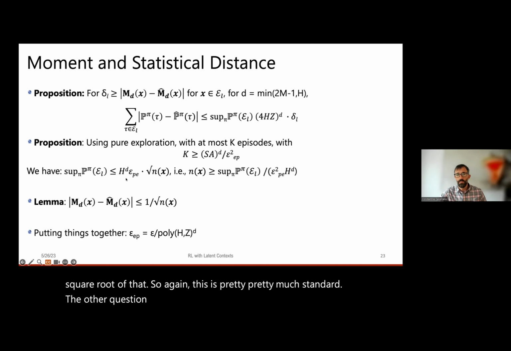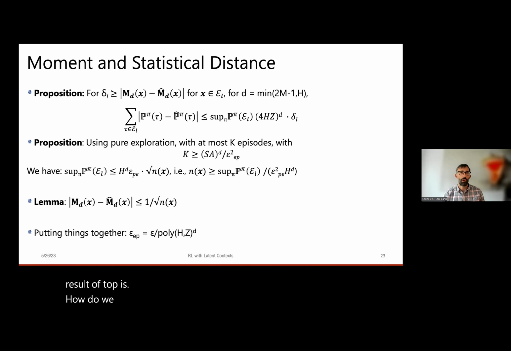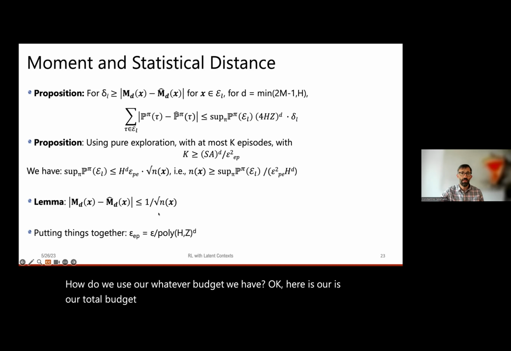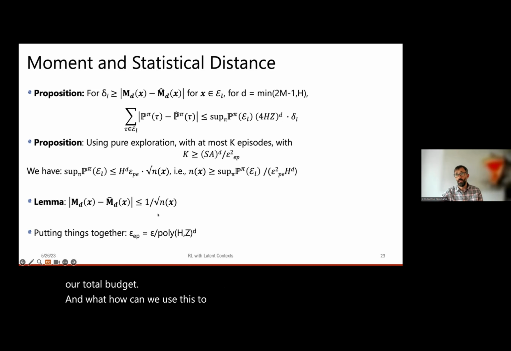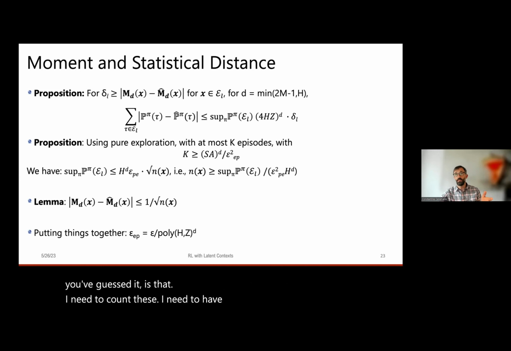The other question that we need, this is the second proposition before we get to the main result up top, is how do we use whatever budget we have? K here is our total budget. And how can we use this to explore these different trajectories? Because what I didn't mention, but is probably in the text, and probably you've guessed it, is that I need to count these. I need to have these accuracies in terms of any policy.